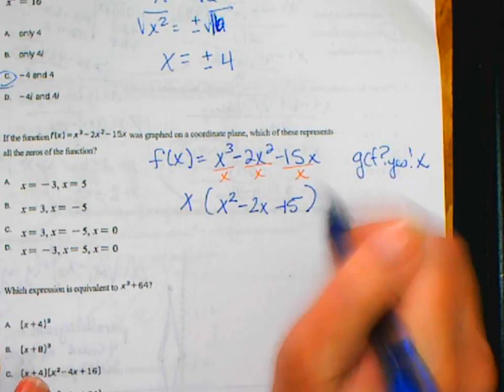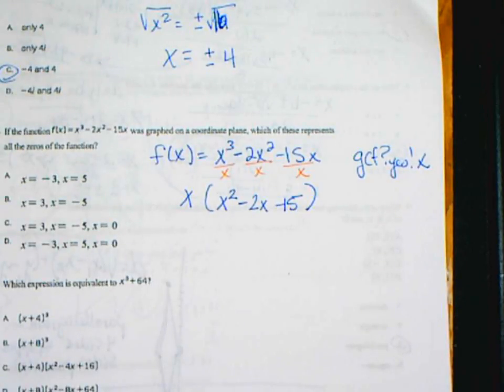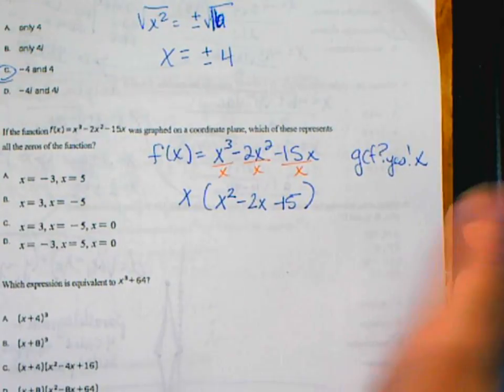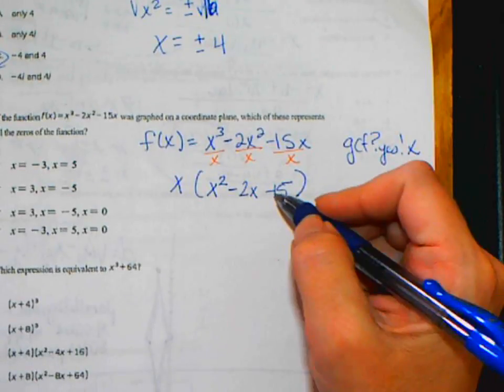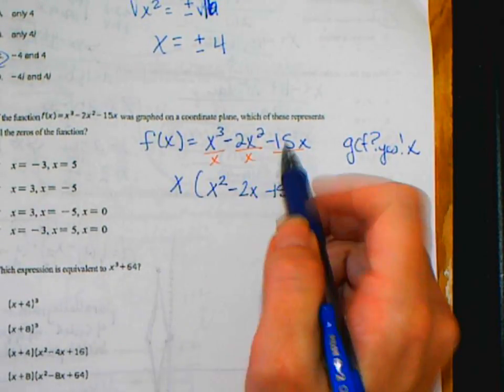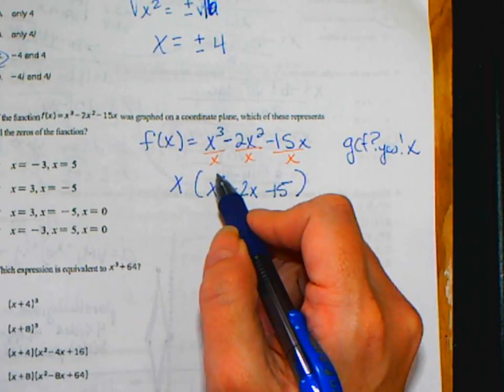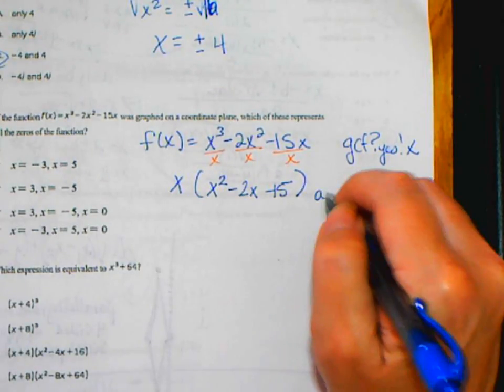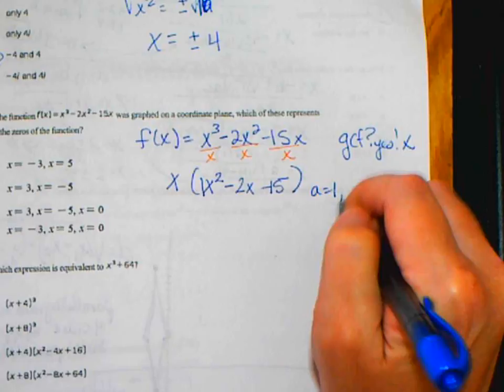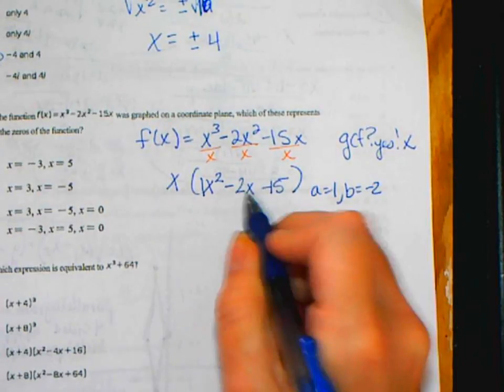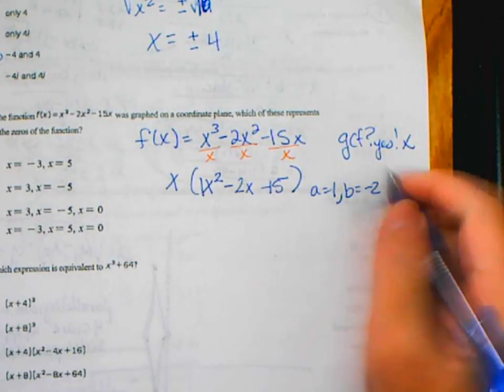Now what we have inside parentheses is a quadratic, so maybe we can factor to solve. If we can't factor, we could use quadratic formula or completing the square. Okay, so I'm going to try to factor, and remember, I'm not factoring the original, I'm factoring now what's inside the parentheses. So a is 1, b is negative 2, and c is negative 15.